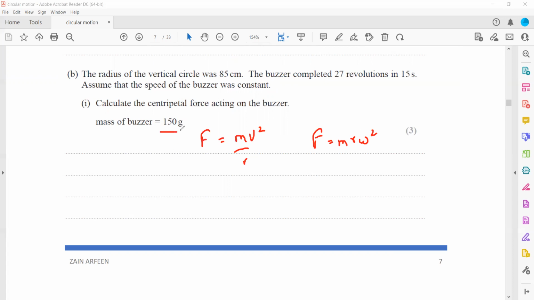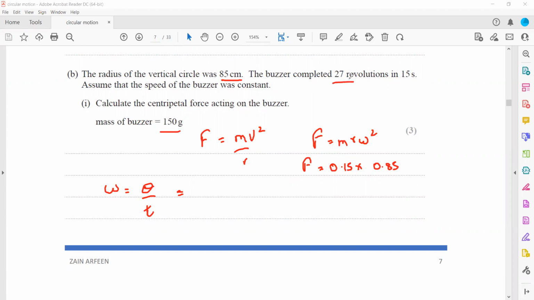So we have the mass, but that mass is in grams. We have to convert into kilograms, so divide by 1000, giving 0.15. r is the radius. That is 85 centimeters, but we have to convert into meters, so 0.85. And what is omega? Omega is theta divided by t, and this should always be in radians per second.